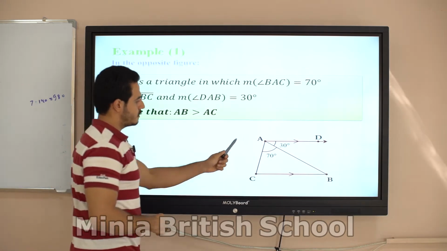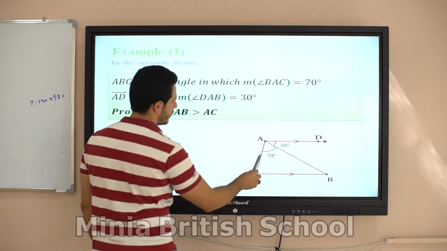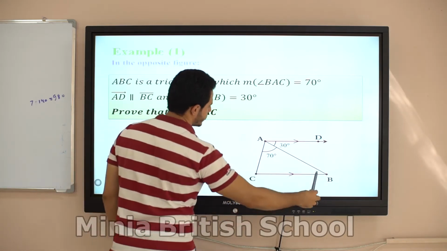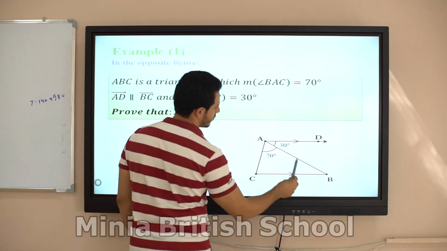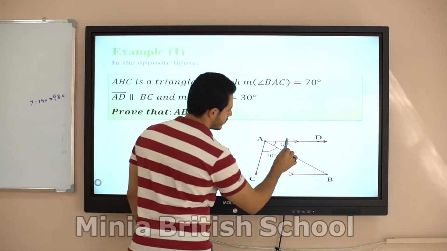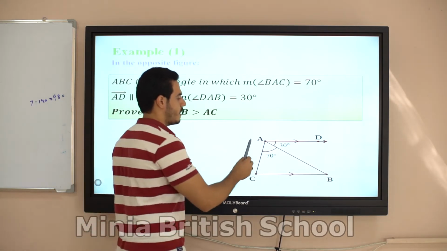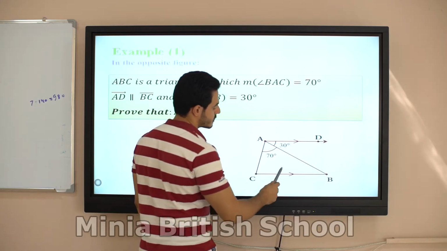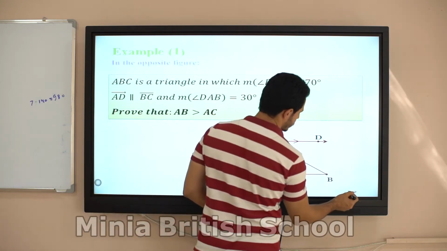ABC is a triangle in which measure of angle BAC equals 70 degrees, and AD is parallel to BC. Measure of angle DAB equals 30 degrees. Prove that AB is greater than AC. To prove that AB is greater than AC, I will prove that measure of angle C is greater than measure of angle B. Let's solve it.